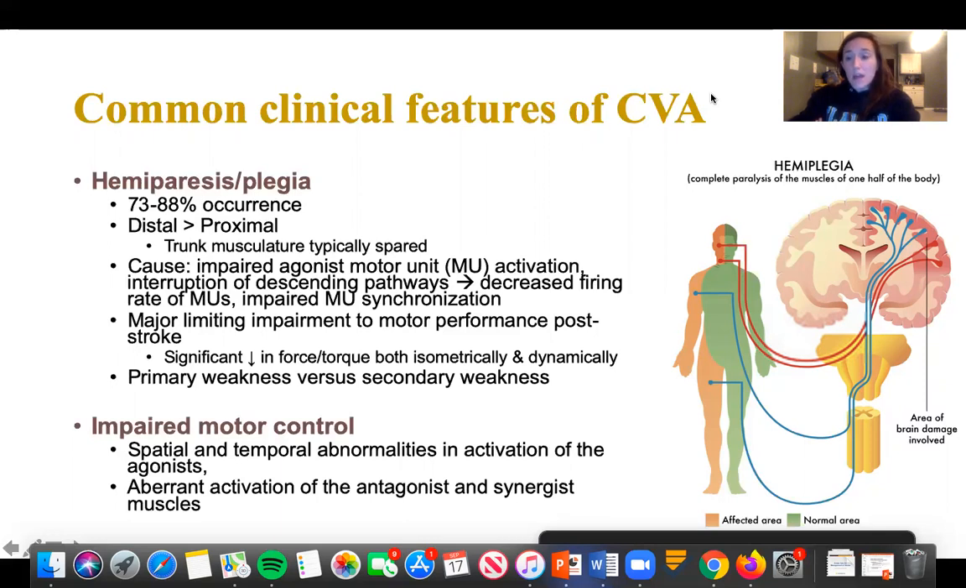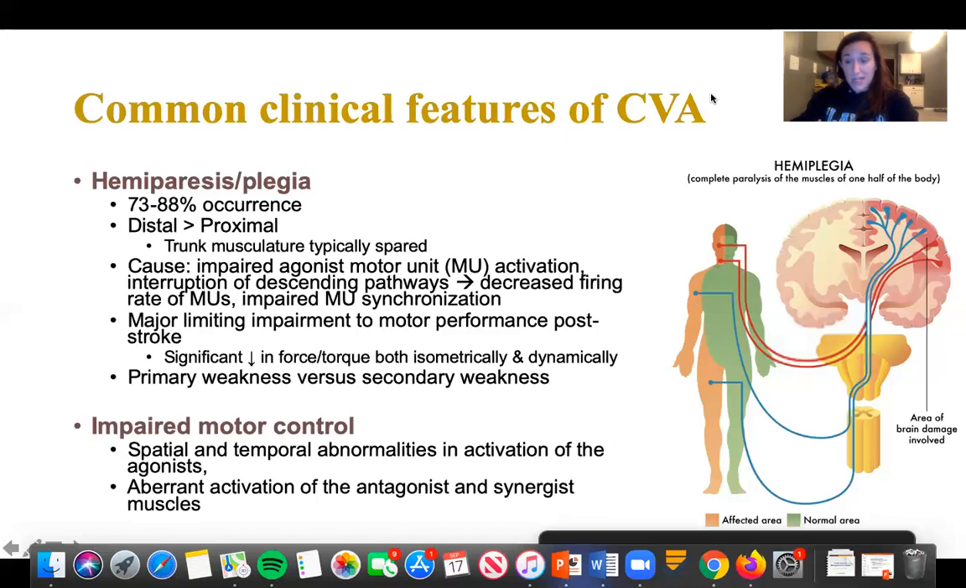So you may still see deficits, but the trunk does tend to remain intact, much more so than the extremities. The cause of our weakness is obviously cortical. We see it coming from our brain, and then we lose that descending drive. But the implications whittle all the way down to the motor unit. We lose nice strong motor unit activation. We lose that nice motor unit synchronization with other motor units around it, and it ultimately causes a significant reduction in muscle strength, torque, and force, both when we are static, attempting to do something isometrically, or in dynamic tasks as well.